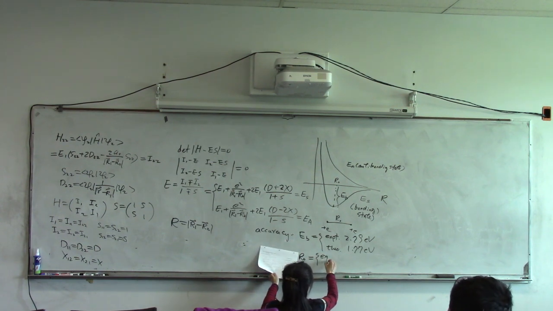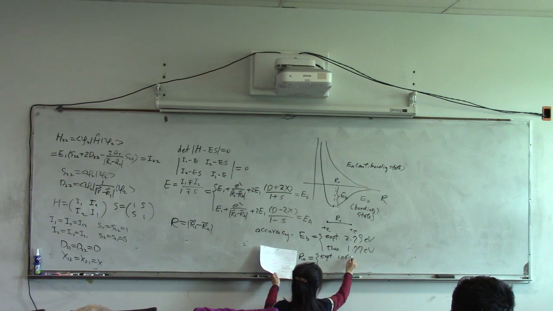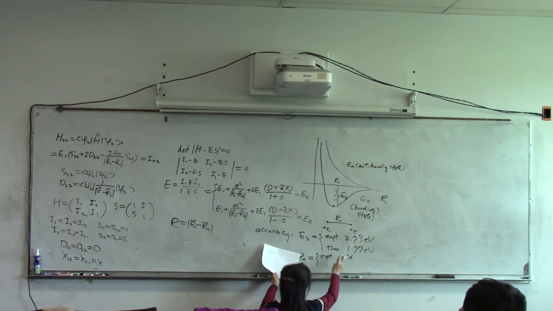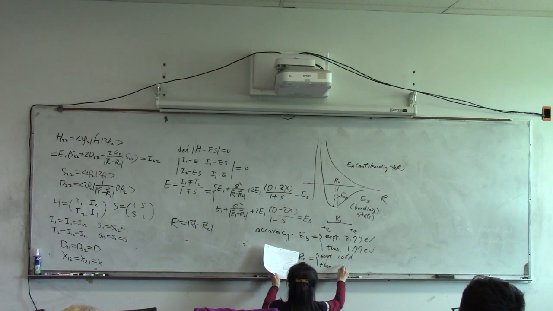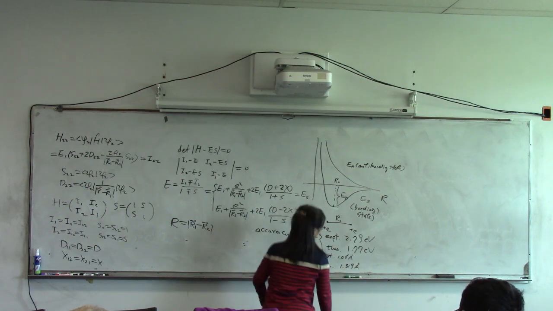The experiment is 1.06. If you look, you can find anywhere the hydrogen molecule bond, right? The hydrogen bond between two atoms, and the theory gives 1.319. How to improve?